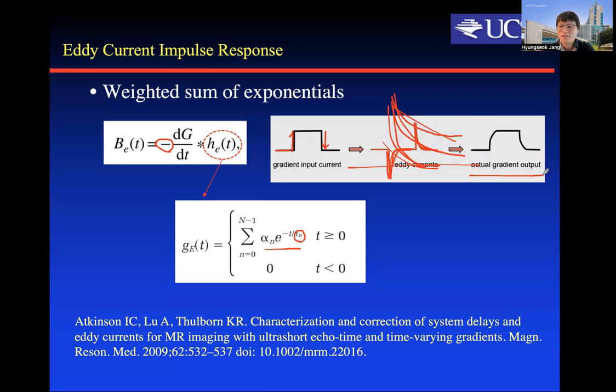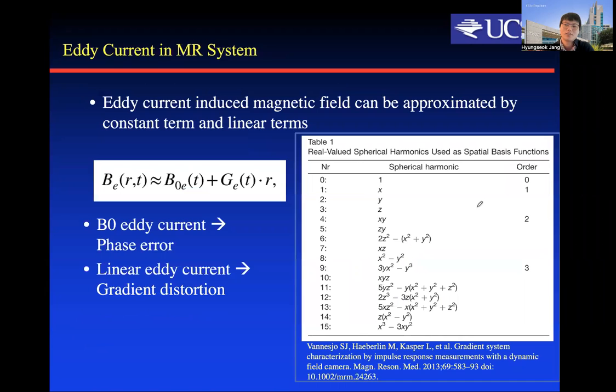And then the actual gradient shape can be a low-pass filtered shape. So we will never be able to get the exact shape that we prescribed in the MRI system. So we always need to deal with this eddy current effect. That's why UTE imaging is more affected by this eddy current, because we want to use this ramping part of the gradient, which is distorted by the eddy current.